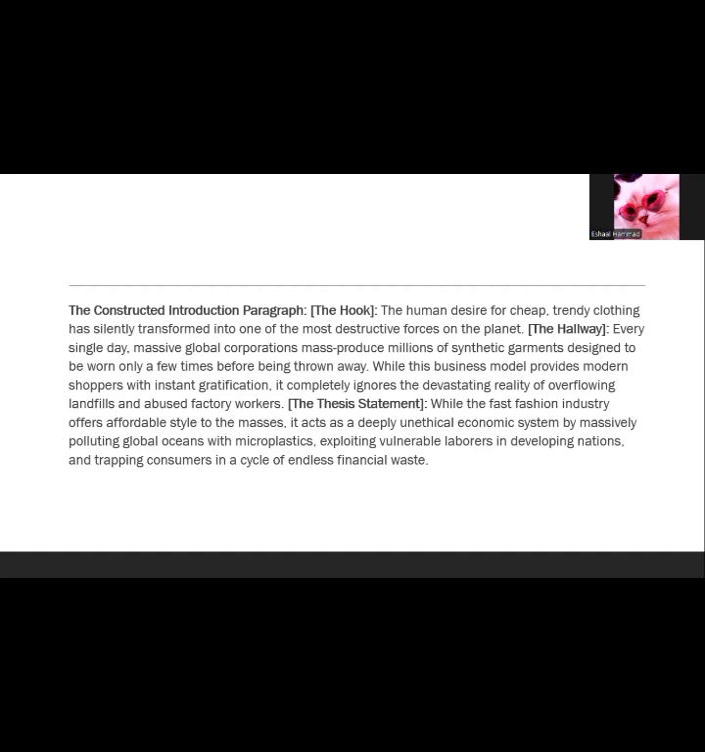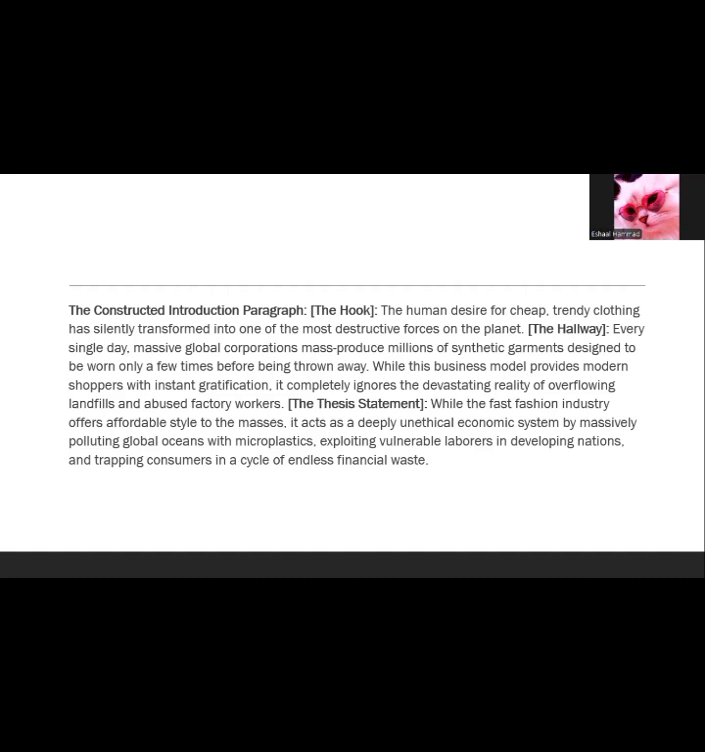Okay, so the background of the hook is: every single day, massive global corporations mass produce millions of synthetic garments designed to be worn only a few times before being thrown away. This is our first question's answer about the background. Why now? Okay. And the second, smooth transition: while this business model provides modern shoppers with instant gratification, it completely ignores the devastating reality of overflowing landfills, abused factory workers.